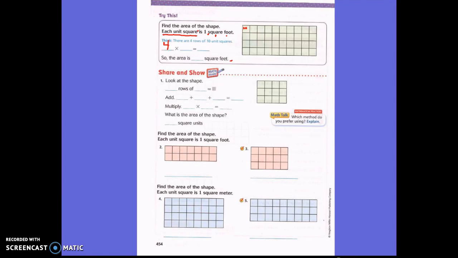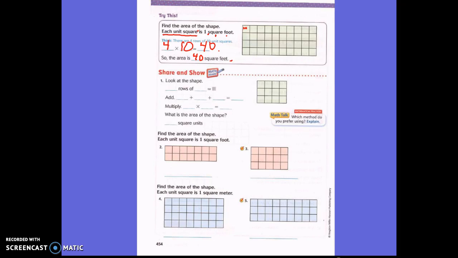The second thing we have to do is check how many are in each row. How many are in each row? You guys already figured it out. 10. Now you just have to find the answer. You should know multiplication. 4 times 10 equals 40. So the area is 40 square feet, and square feet is the label, right?